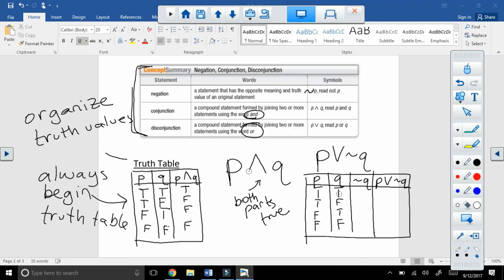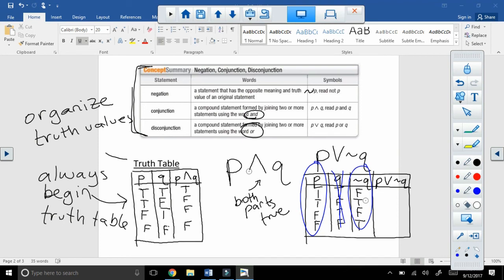To negate means to give it the opposite truth value. So since this was true, this would be false. This is false. That makes this true. True would be false. And then false would be true. Okay, and then this last one, I need P or the negation of Q. You could even cross that one off if you wanted to, because you don't need that.